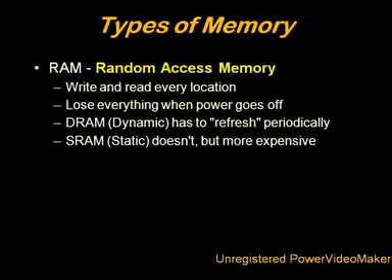Now that memory is a particular kind of memory known as RAM, Random Access Memory. You can write and read every location on it. The only problem with it is that you lose everything when the power goes off. In fact, in this very, very popular kind of RAM, known as DRAM or dynamic RAM, it loses its memory cells very, very rapidly, and so it actually has to periodically refresh or rewrite what's in memory. Now, SRAM or static RAM doesn't have that problem, but it is much more expensive.